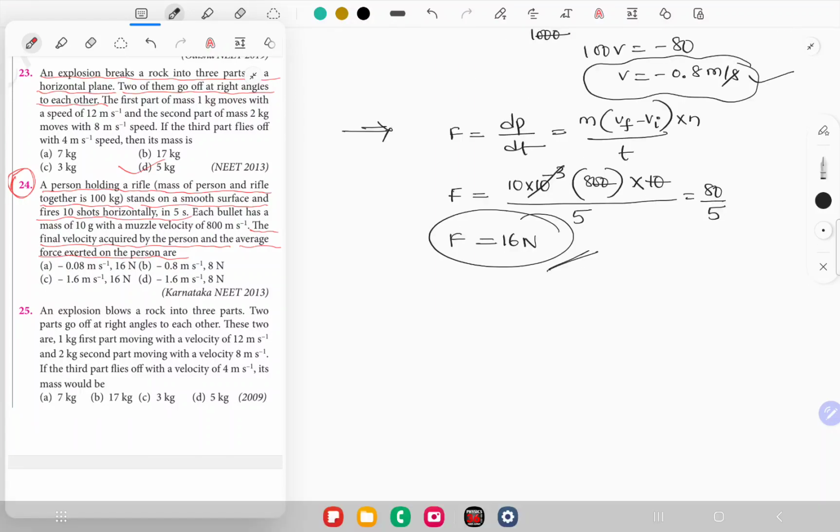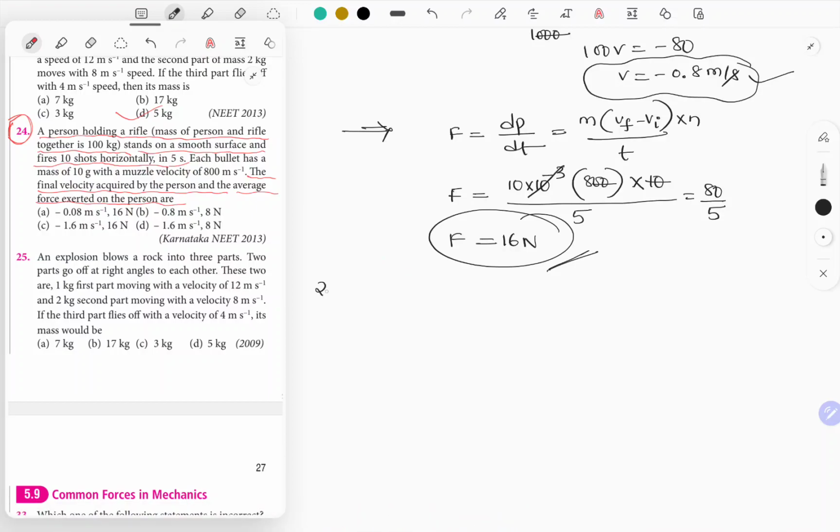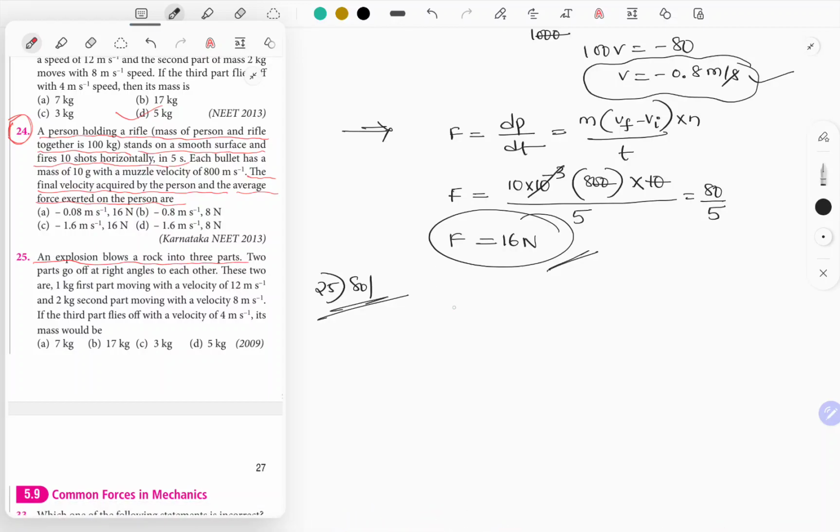Look at question number 25. Question number 25 is again also based on explosion. Okay. So let's try to answer as fast as possible. Question number 25 solution. An explosion blows a rock into 3 parts. Okay. Original particle mass, let's say m. They didn't mention it. Did they mention? No. Okay. I think we did solve this question. So 2 particles go off, 1 kg, the first part moving with a velocity of 12 meter per second, and 2 kg, the second part moving with a velocity of 8 meter per second.